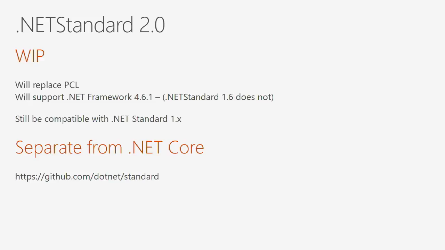So it's separate from .NET Core. This is the key thing. .NET Standard is not .NET Core. They're two separate things. And the reference libraries are on a separate GitHub repository.